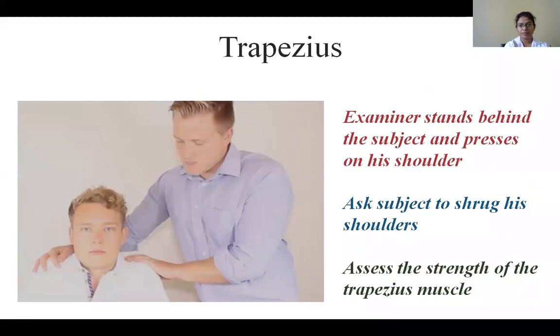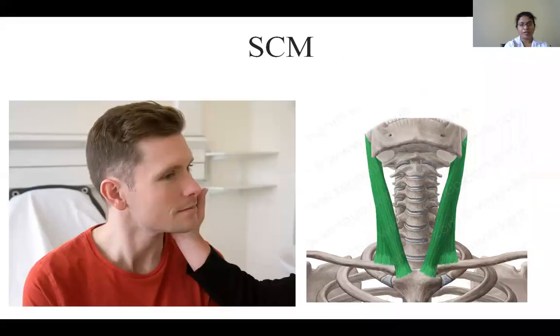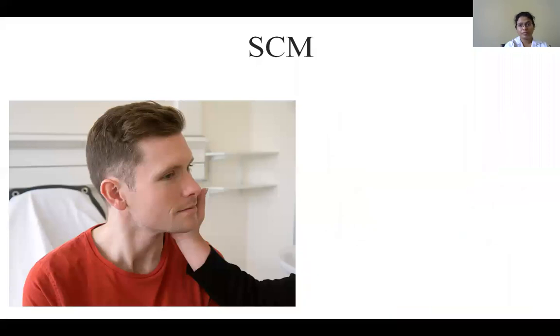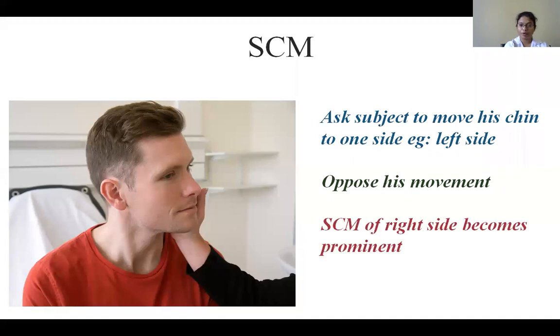Coming to the next, sternocleidomastoid. Now, what we do here is, for example, you want to assess the sternocleidomastoid on the right side. So how will you do it? You ask the subject to move his chin towards the left side and then you oppose the movement towards the left side. So when you oppose the movement of the neck towards the left side, you will make the right sternocleidomastoid prominent.